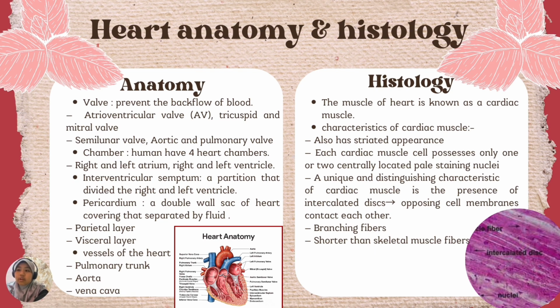Okay, so next, moving on to the histology of the heart. As stated in the slide, the muscle of the heart is known as the cardiac muscle, which is quite different from other muscles in the human body. For instance, cardiac muscle has the presence of intercalated discs, which are very important to ensure the muscle contracts synchronously. Besides, cardiac muscles are striated, have one or two nuclei that are centrally located, and are shorter than skeletal muscle. And lastly, the cardiac muscle is also involuntary and controlled by the autonomic nervous system.